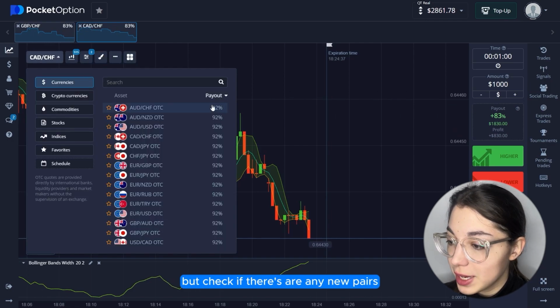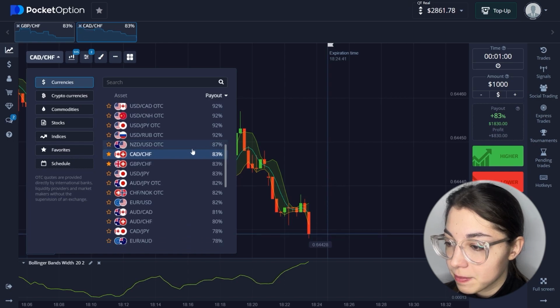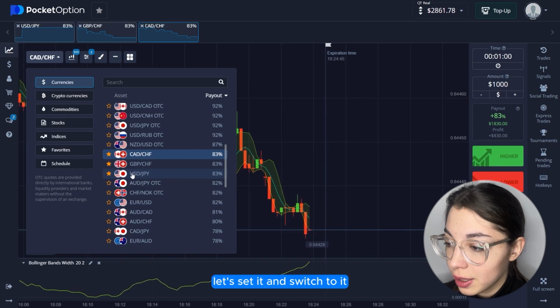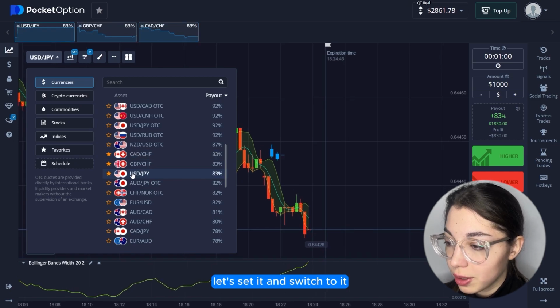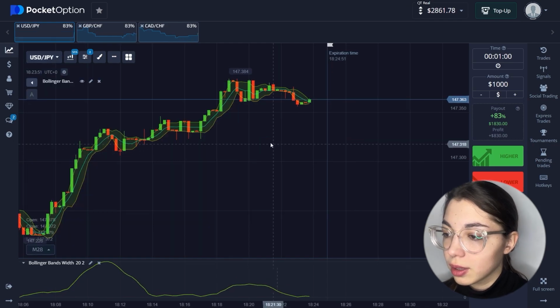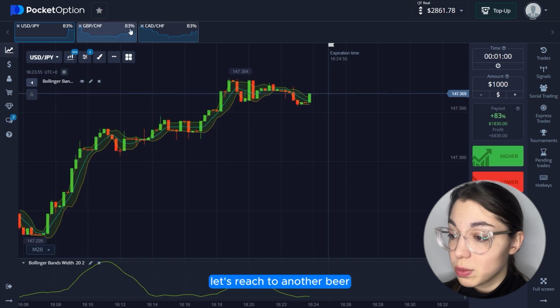Let's check if there are any new pairs. The USD GBP pair is back. Let's set it and switch to it. Here we see a very slow and uncertain decrease. Let's switch to another pair.